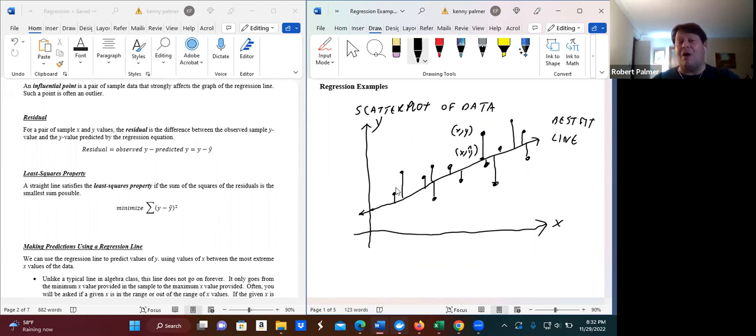What we're going to do is add up all those lines, what it's showing here. Well, first, we're going to take all those differences, all those lengths, and square each one. Then we're going to add up all those squares, and that's going to give us a number. Then we want to minimize that number. And that gives us what's called the best fit line. Okay?